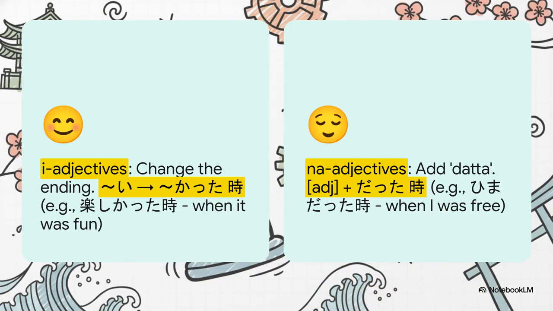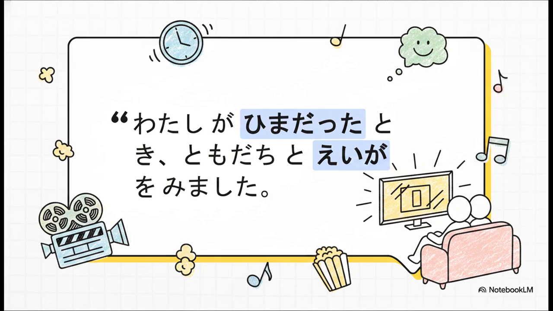Now, if you know a bit of Japanese grammar, you know there are two main types of adjectives, and this structure works for both. For what we call i adjectives, like the one we just saw, you change the i at the end to katta to make it past tense before you add toki. For the other kind, na adjectives, it's even easier. You just add datta right after the adjective. And here's that na adjective rule in action. The adjective here is hima, which means free or not busy. The phrase watashi ga hima datta toki, using datta, means, you guessed it, when I was free. That state of being free is the anchor in time for what I did next, watching a movie with a friend.